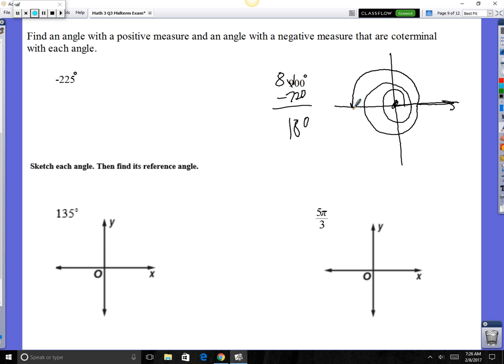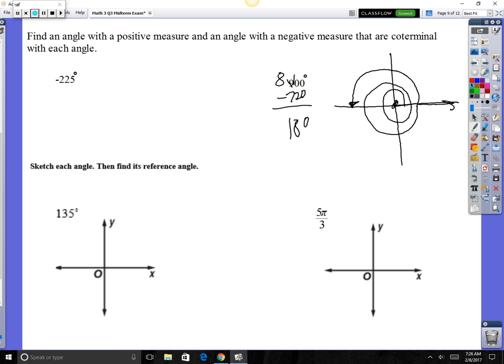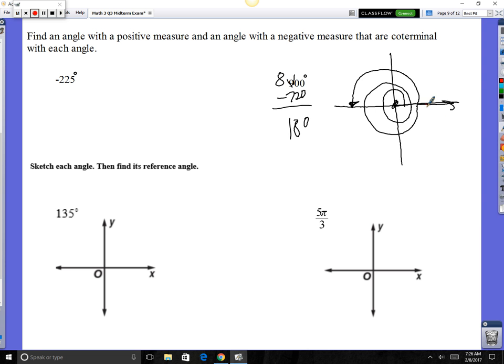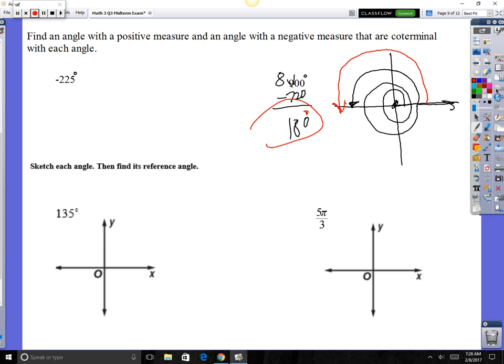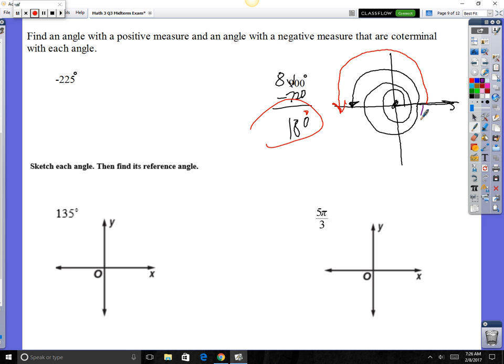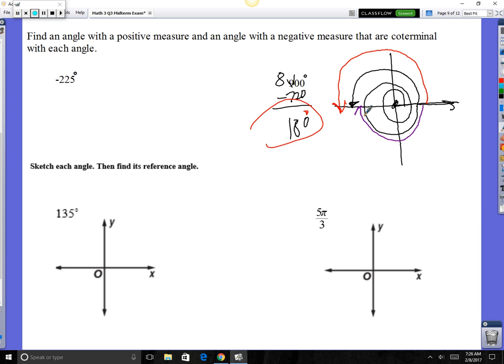Okay, so this one's not going to be too bad. This one's actually going to be pretty slick. So 180 after 2 spins. A positive one would just be to start and stop at 180. So 180 will start and stop at the same spot, and the negative one would be to start here and end there. So negative 180 will also start and stop at the same spot.